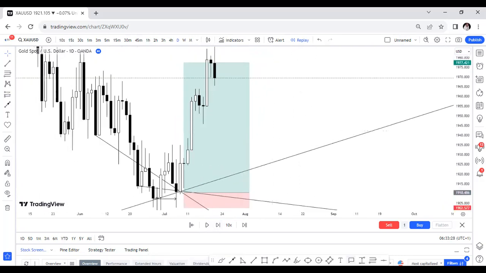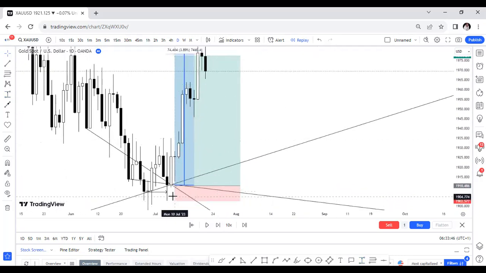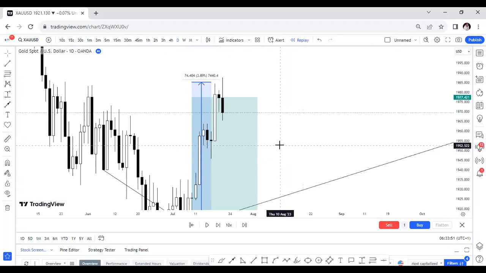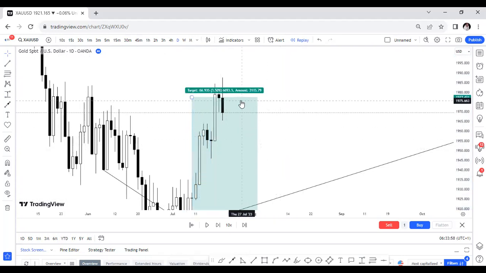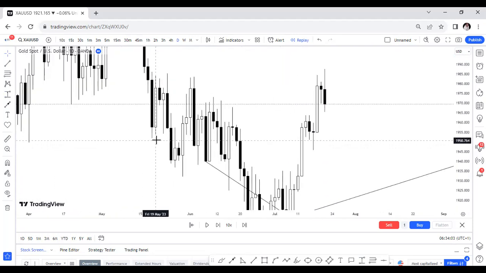If I imagine how many days it took, just 1, 2, 3, 4, 5, 6, 7, 8. 8 days. Almost about 744 pips with zero drawdown. It does not come down to hit your stop loss. So huge, so huge. And that's how the wonders of this play out.